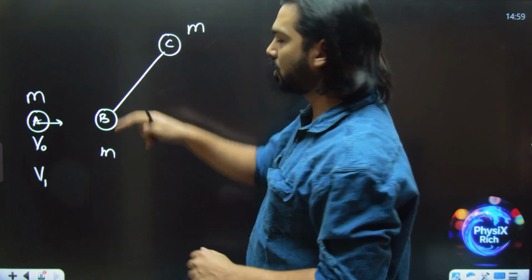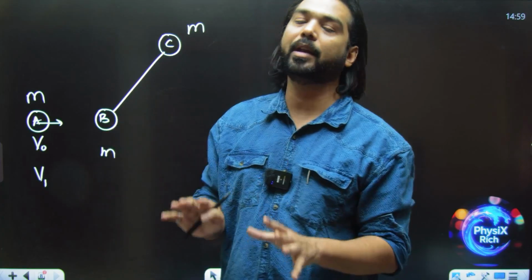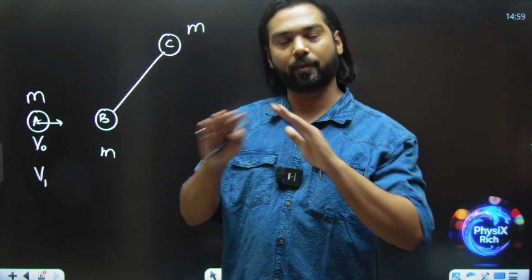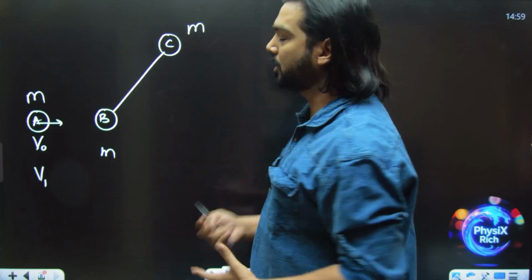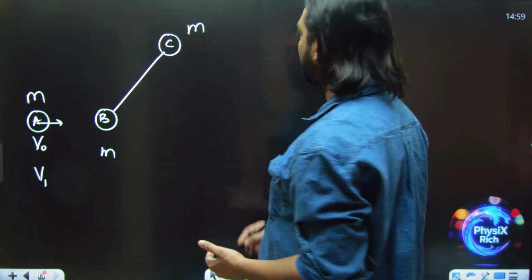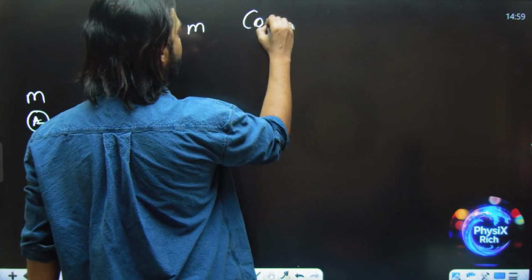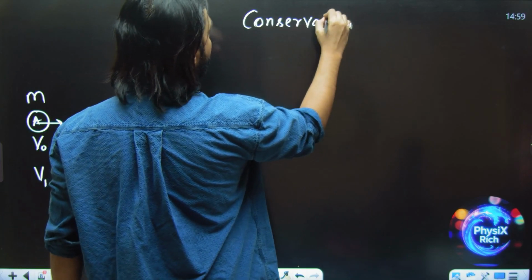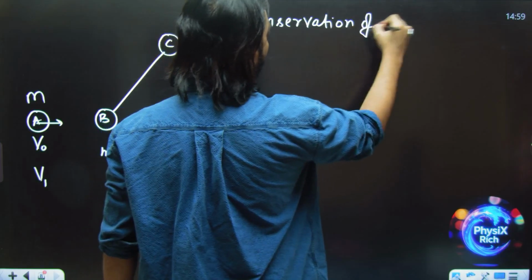Rod on C, C on rod, cancel. So there is no net external force on the system. We have established that. And because there is no external force in the system, you can easily conserve linear momentum. So you can write the conservation of linear momentum.